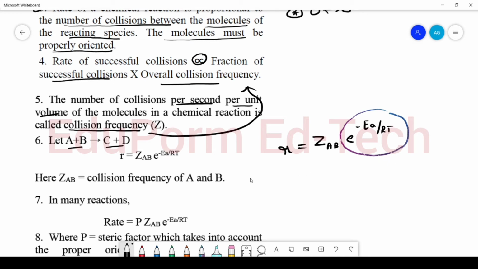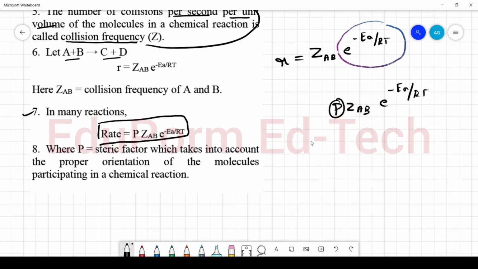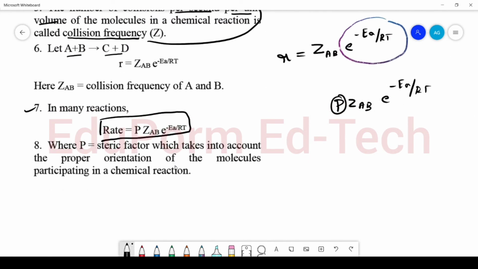Now, in many reactions, the rate can also be written as P Z_AB e to the power minus Ea upon RT, where P is called the steric factor. Steric factor means if there is any hindrance, that hindrance will be explained by this steric factor.